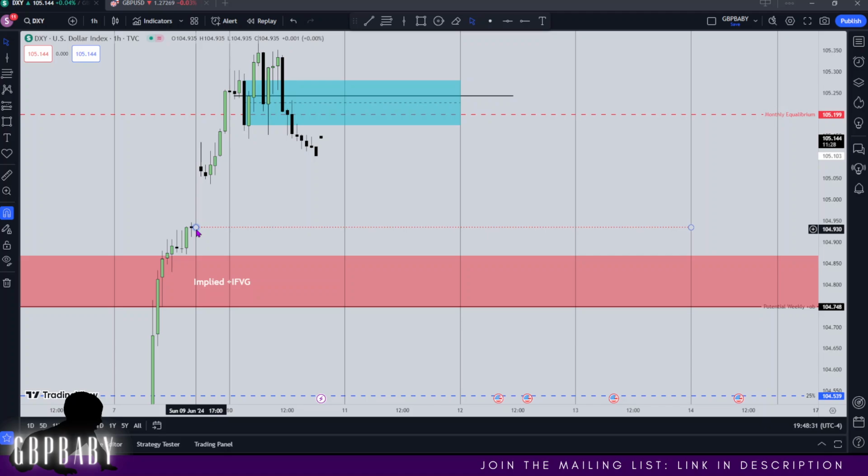This is the Sunday opening price below here. Then we gapped, so this is going to be a volume imbalance. There's a complete, or liquidity void even. Is it a liquidity void? Vacuum block.